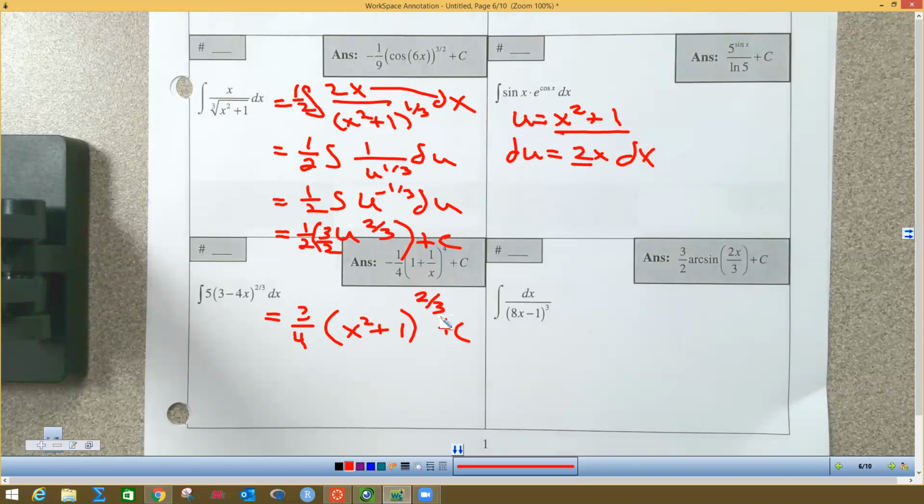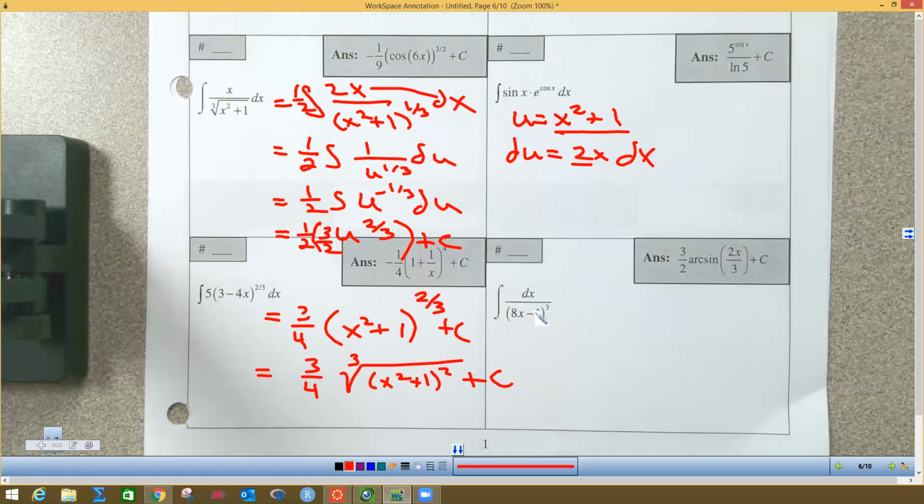Now you could leave it like that, or you could put it back into a radical, which is a cube root, so you need your 3 out here, and you got your x squared plus 1 here, and you'd have that squared. I don't know how they're going to write the answer. They might write the answer like this, or they might write it like the one below. You need to be able to manipulate radicals.